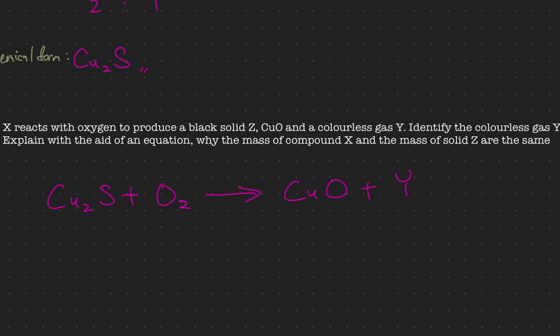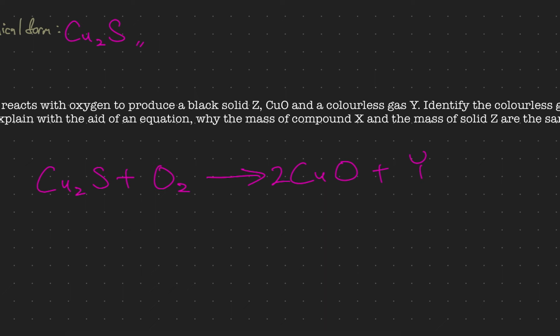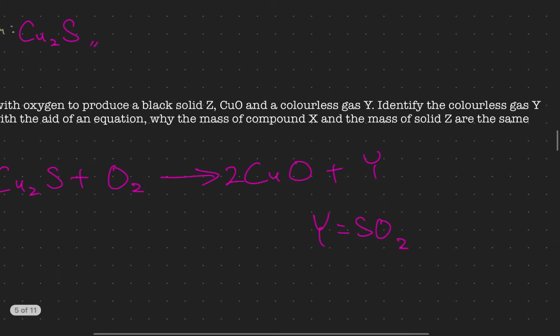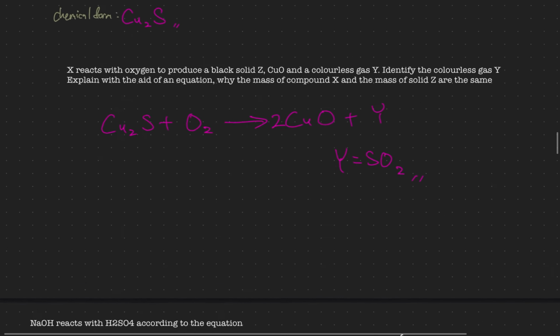So right now I'm just going to even out the equation. So there's 2 here. So now I know that Y has to contain sulfur, because there's no sulfur anywhere else. And since on the right side, my products, there's only oxygen, there's only 2, and on the left side, there's also 2. So my Y is a gas, so it's most probably that my Y equals sulfur dioxide. Yeah, Y equals sulfur dioxide. Okay, easy. Now next question.